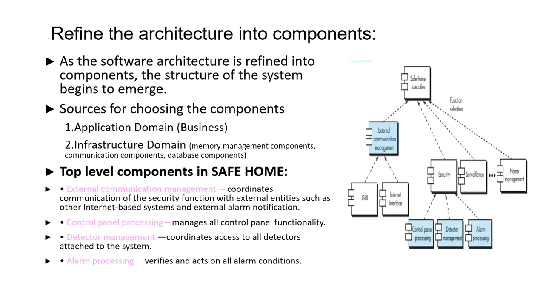Next, see how this SafeHome executive is going to execute. You have the security function, the surveillance, and the home management that is present. The external communication management consists of the GUI and the internet interface. The internal security consists of control panel processing, detector management, and alarm processing. These are all present under the security function.